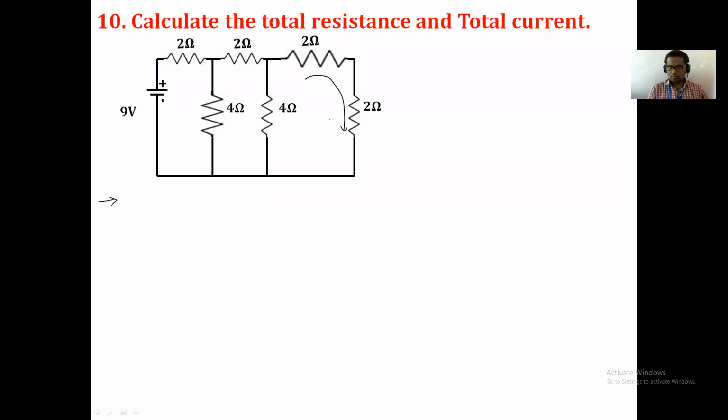Others are connected in parallel. Oh, no, it's not like that. All are in parallel. No, no, it's not like that. 2 ohm and 2 ohm are in parallel. No, these 2 ohm are in series.